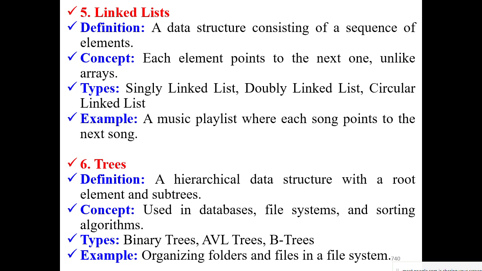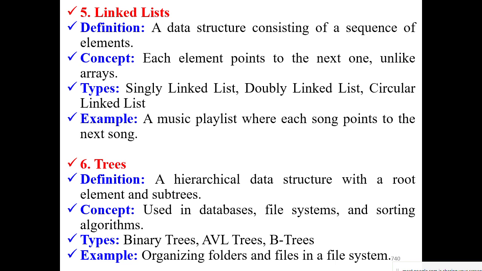Then trees. Tree is a collection of elements connected by links in a hierarchical data structure with a root element and subtrees. So it is used in databases, file systems, sorting algorithms, etc. Trees are of various types like binary trees, AVL trees, B trees. A binary tree is a tree having at most two children. That is called a binary tree.